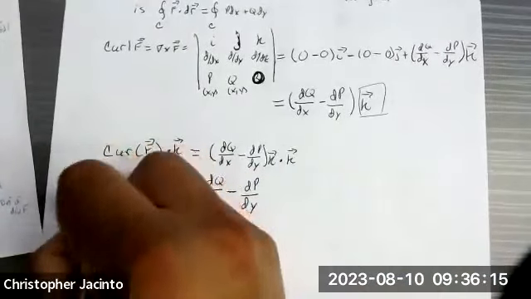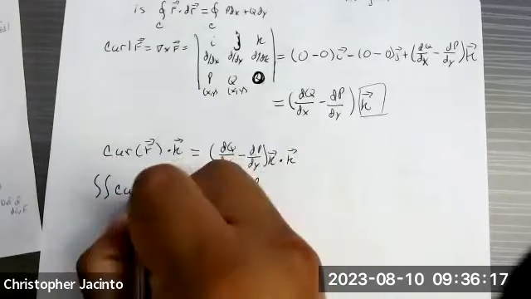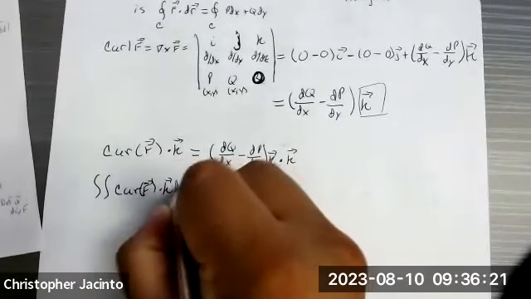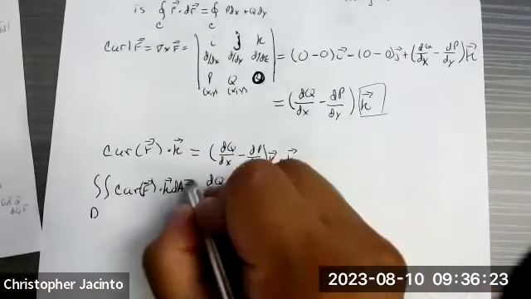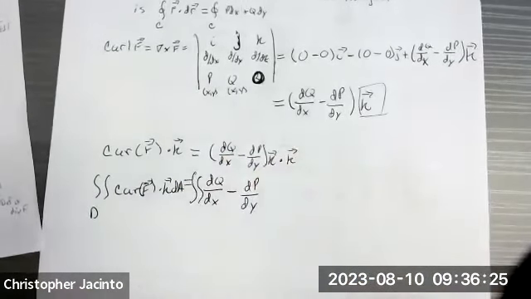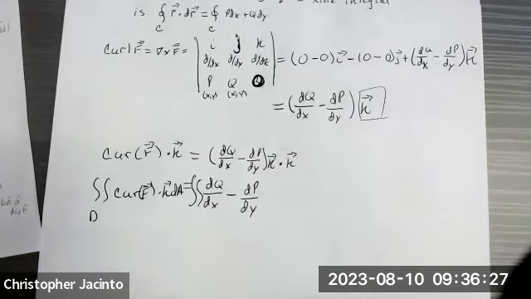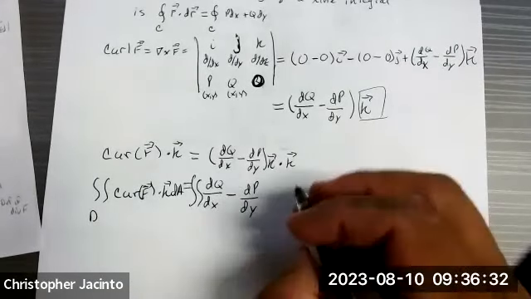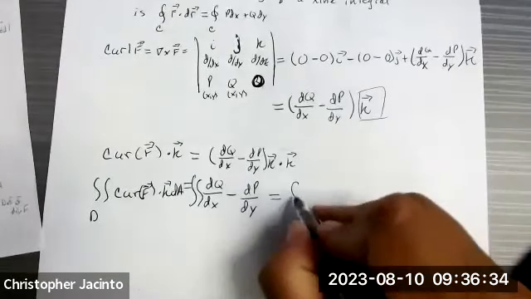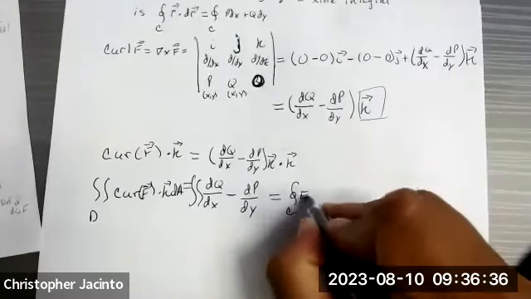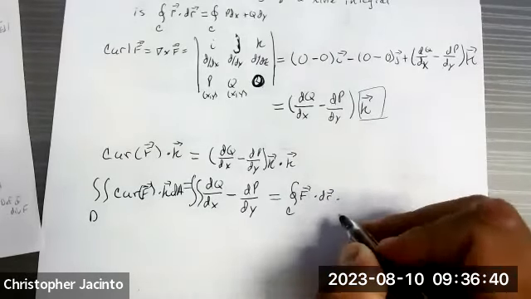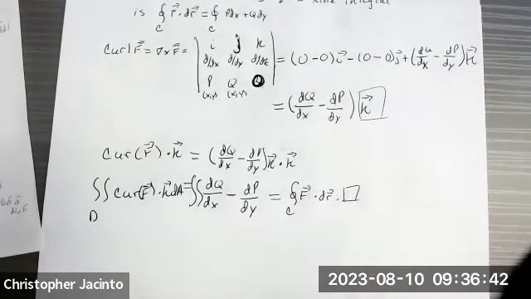If we take the integral of the curl of F times K dA over some region, that's what Green's theorem ended up giving us. This is actually a line integral. So therefore, we're done.